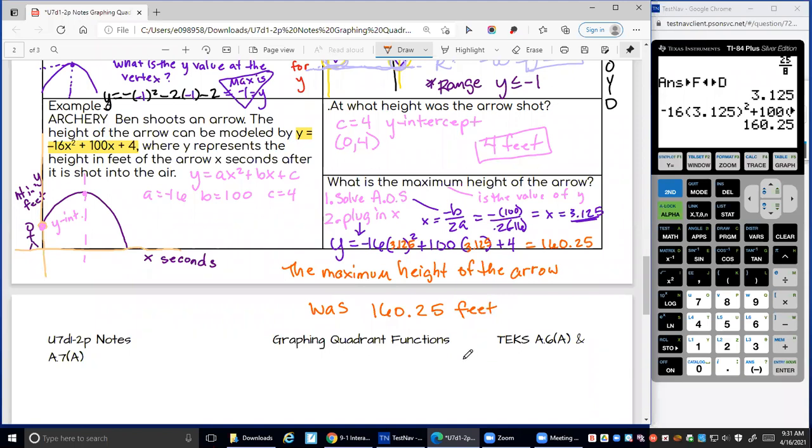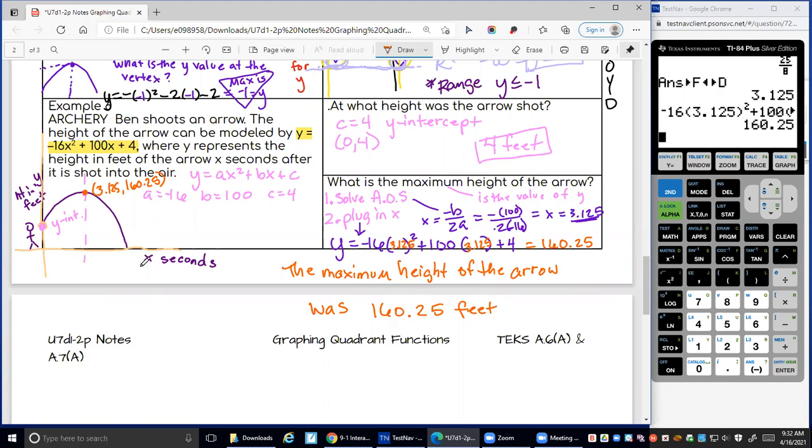Now, what if they asked me how long it took to get to the maximum height? What would you answer? Because we know that the y coordinate of this point is 160.25, but what was the x? 3.125, right? And so that's 3.125 seconds, right? So technically, if they asked how long did it take, you would say 3.125 seconds to get to the highest point. Any questions on that? Okay.